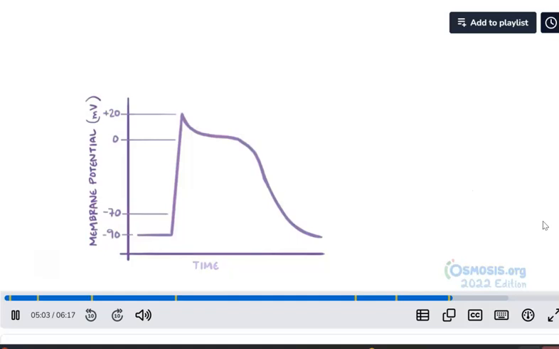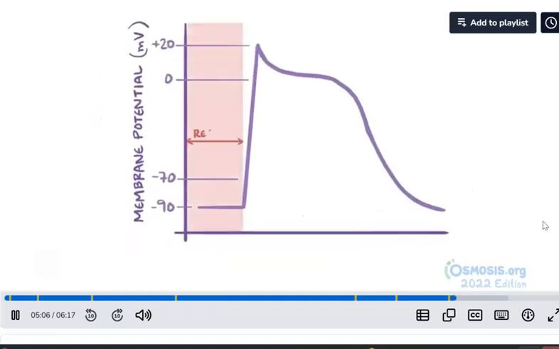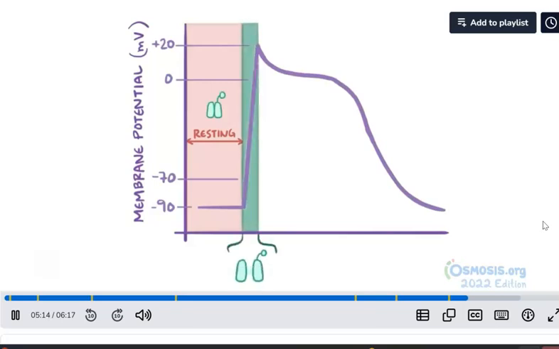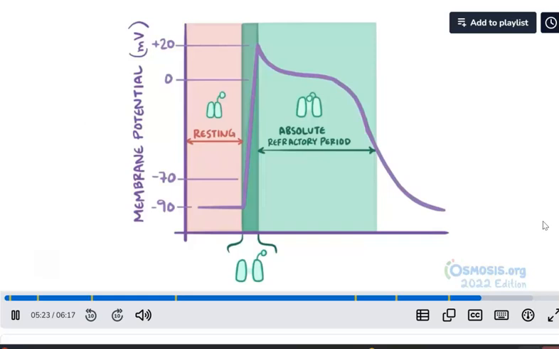Alright, as a quick recap. When the cell's at negative 90 millivolts, it's resting, and all the sodium channels are closed but ready to rock. Once the stimulus comes in, the channels open for a short period during the upstroke. The absolute refractory period is when the myocardial cell's sodium channels are inactivated, and it absolutely cannot depolarize in response to a burst of current.